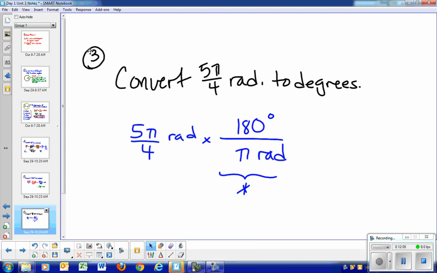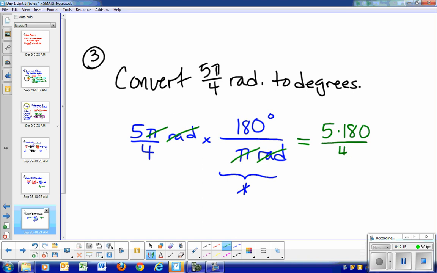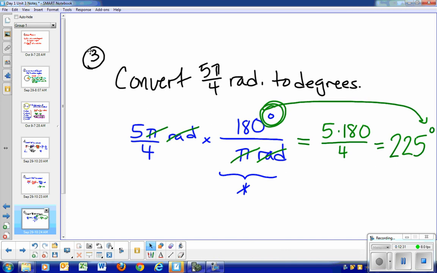Now check this out. This is pretty cool. The radians cancel the radians. Pi cancels pi. And we just have what you might call regular numbers. So we have 5 times 180 all over 4. And if we just do that arithmetic, we'd end up with 225. And the degrees are what's left, so that is what's going to go right here. Okay, the radians canceled out.